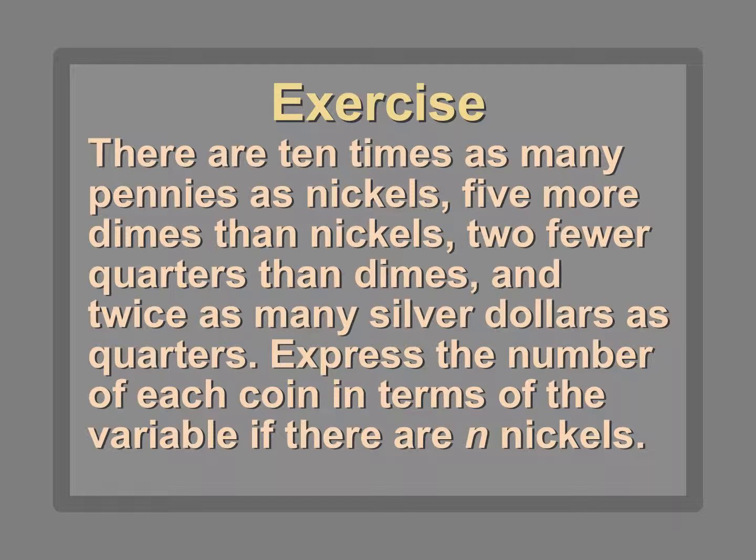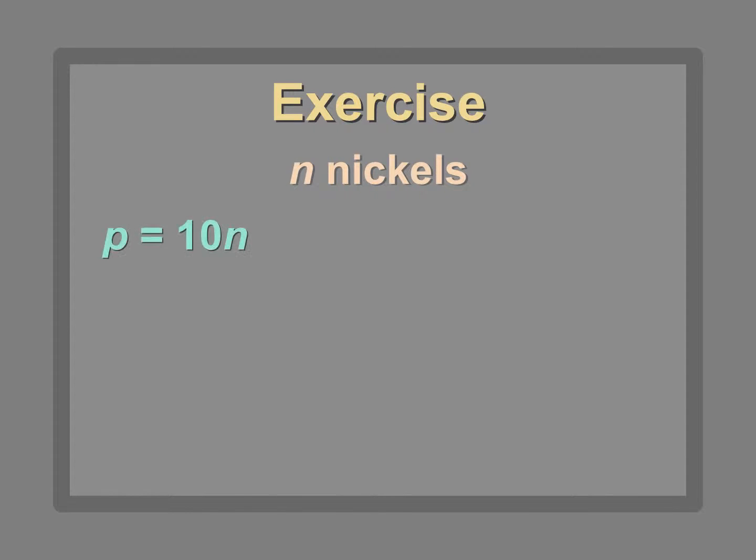So, for example, because there are 10 times as many pennies as nickels, pennies will be rewritten as 10n. And for the dimes, because there were 5 more dimes than nickels, dimes will be rewritten as n plus 5. For quarters, there were 3 more, so it's going to be n plus 3. And then for the silver dollar, we're going to have 2n plus 6.